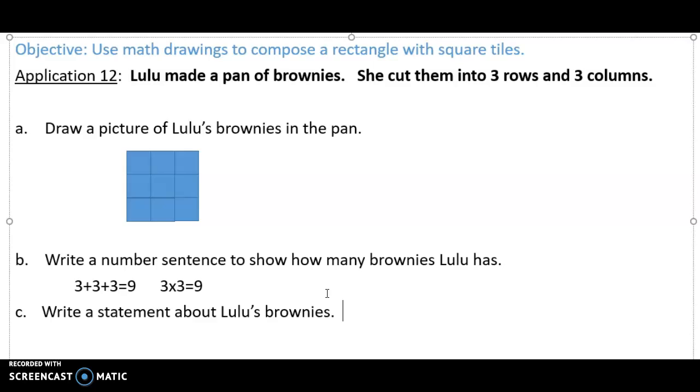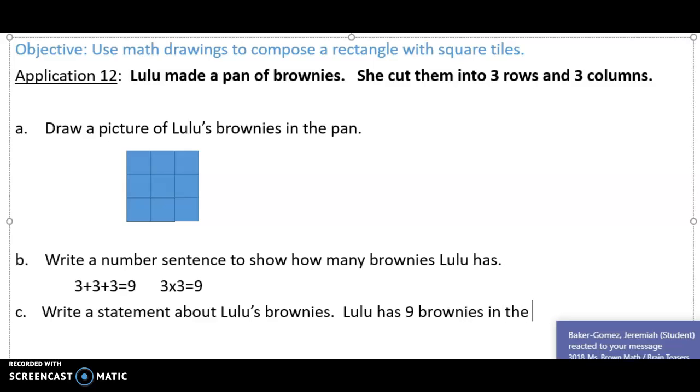Okay, a really good statement to write is to first start out with answering the question with who. And we're talking about Lulu. Lulu has, write the total, 9. And what are we talking about? We're talking about brownies. So Lulu has 9 brownies in the pan.